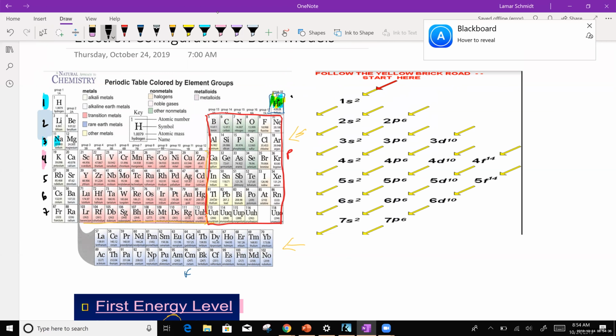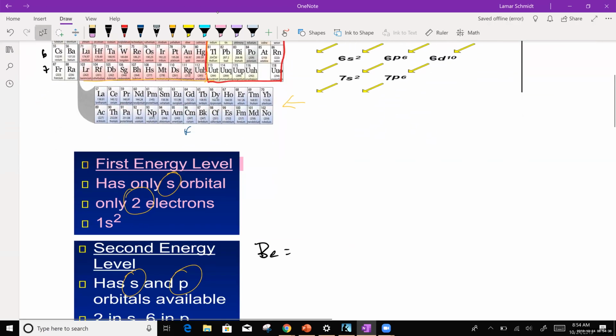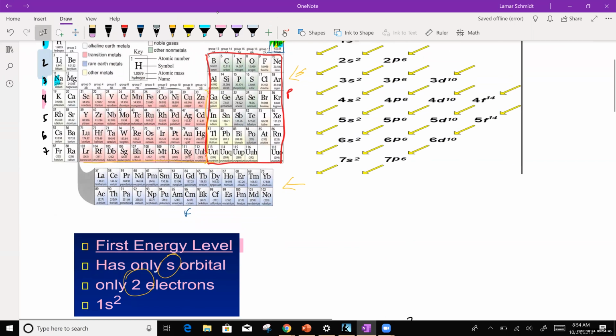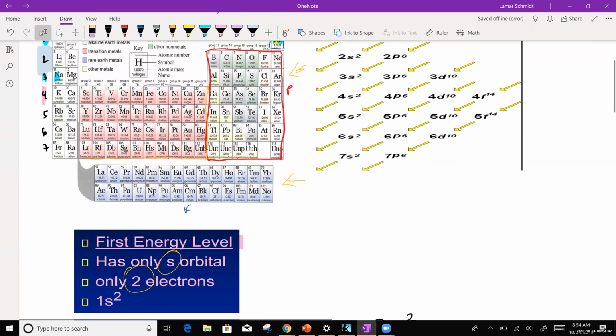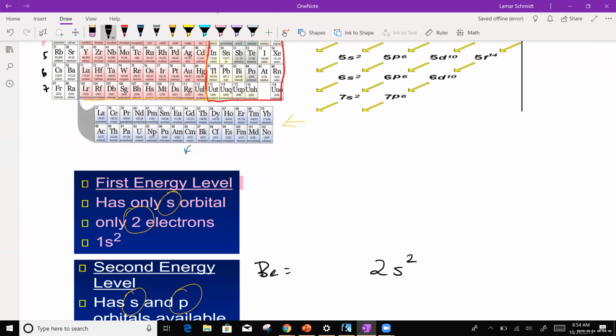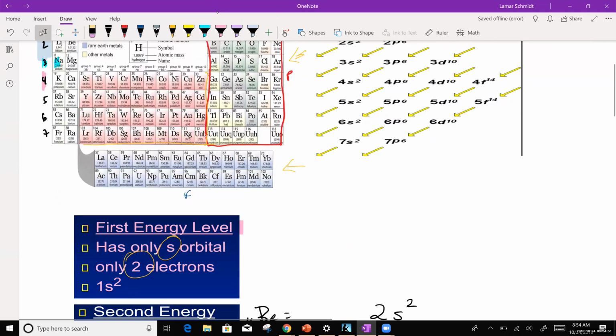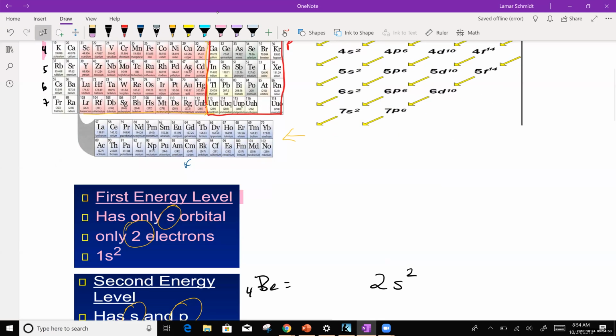So beryllium is in 2, S2. Well, if we look at beryllium, it has an atomic number of 4. All right, and we're going to have this isotope be beryllium-9. It has an atomic number of 4. Well, how many electrons am I accounting for here? Yeah, that's right, only 2.